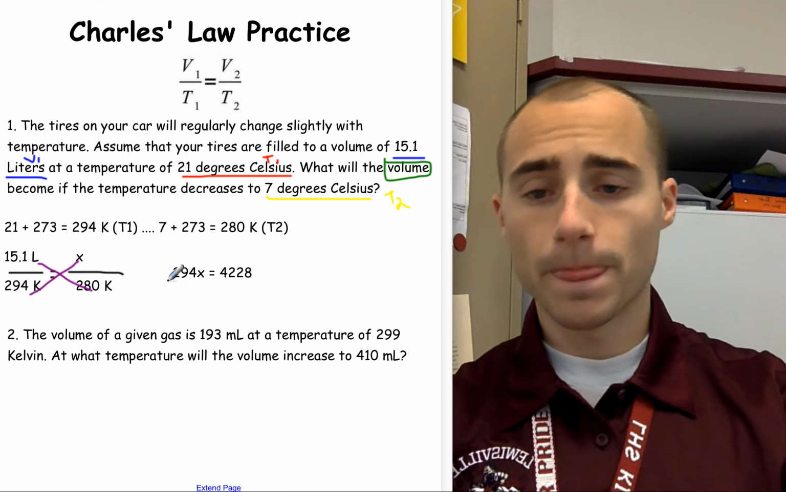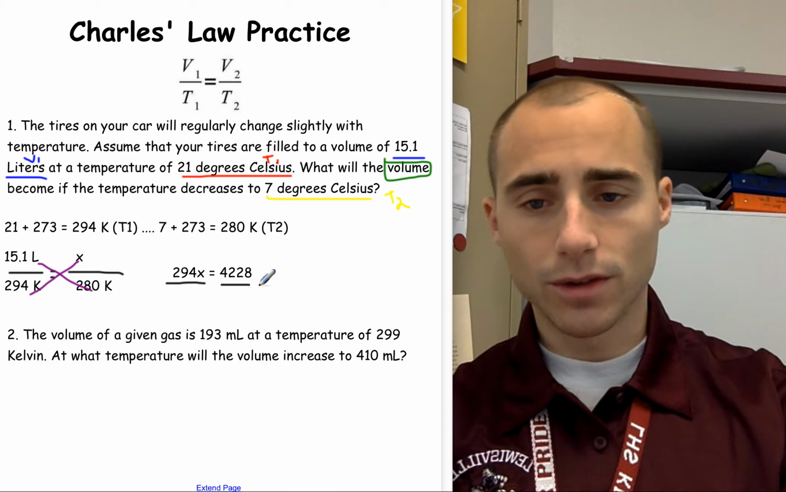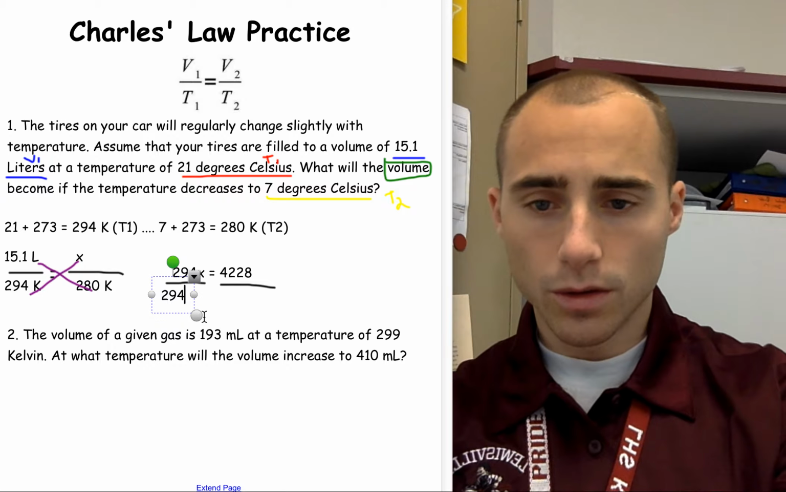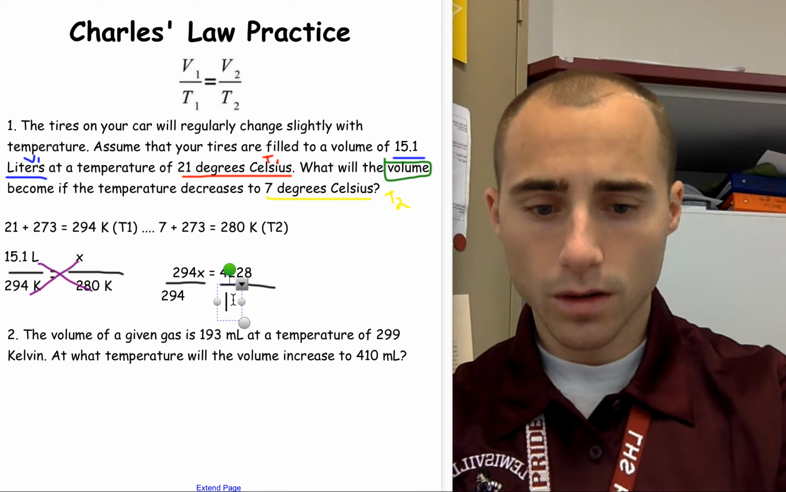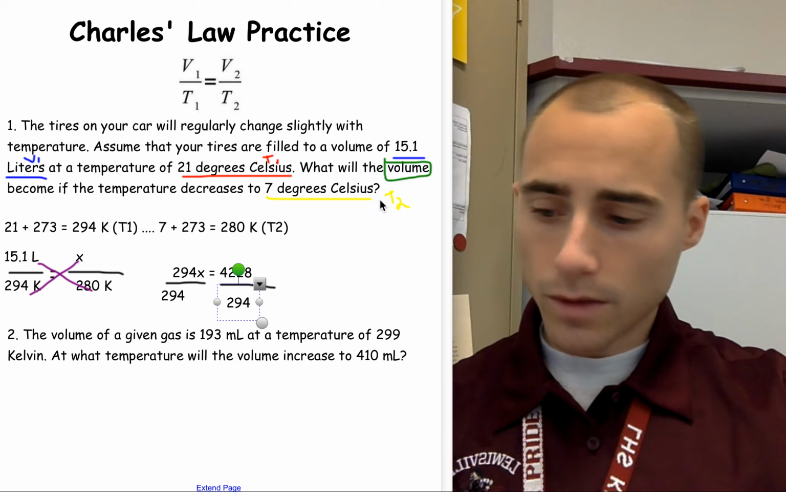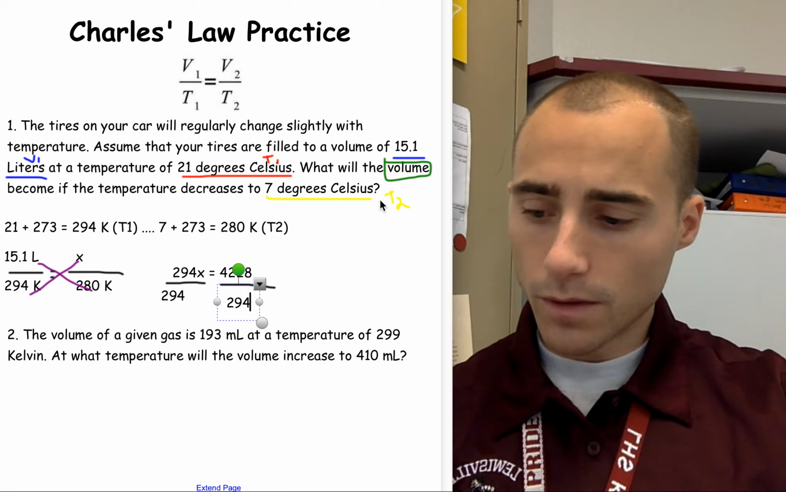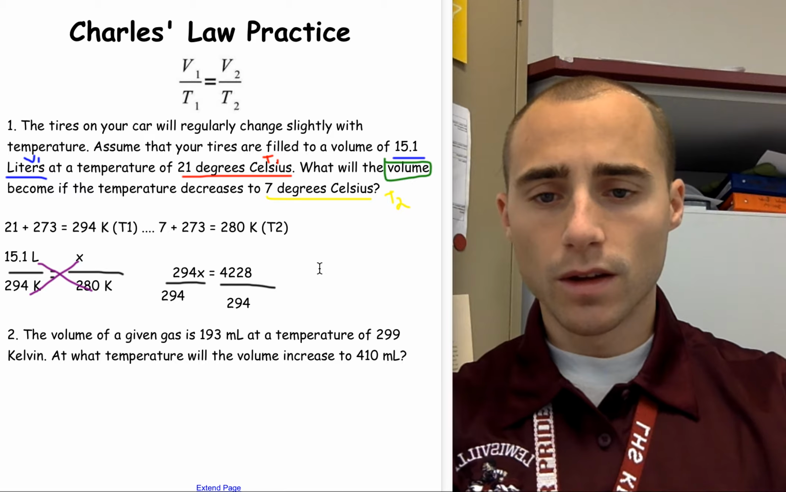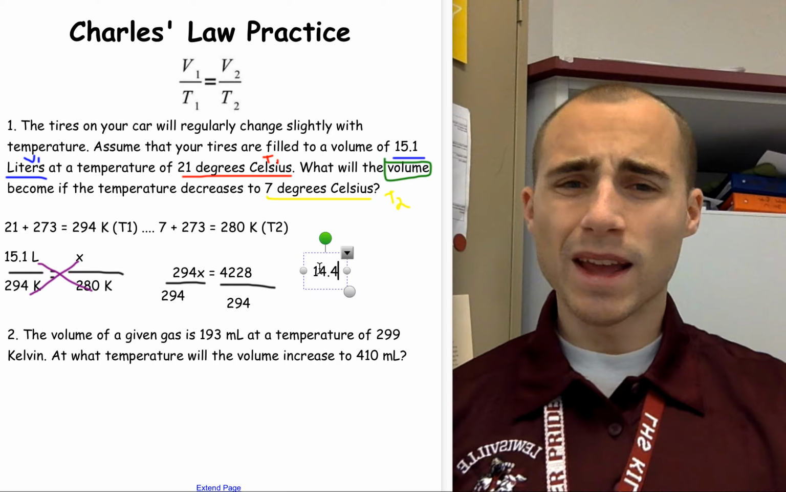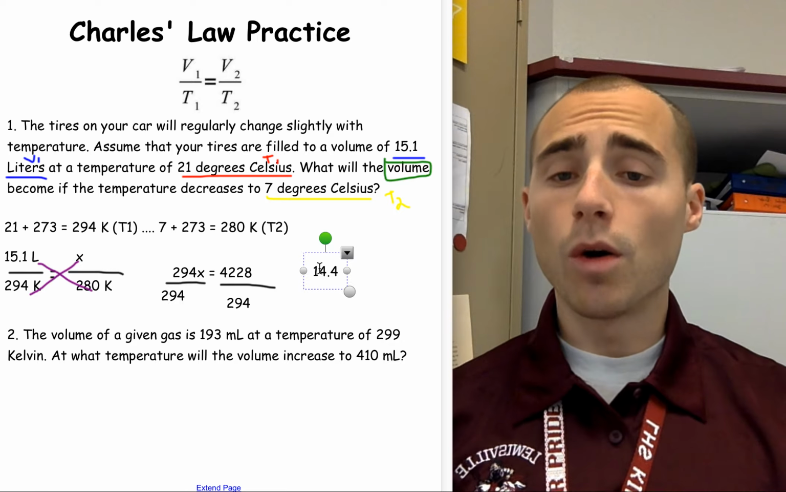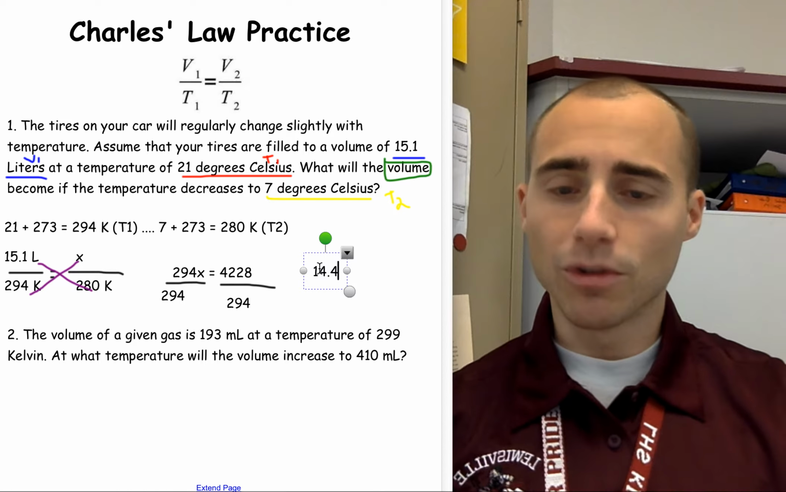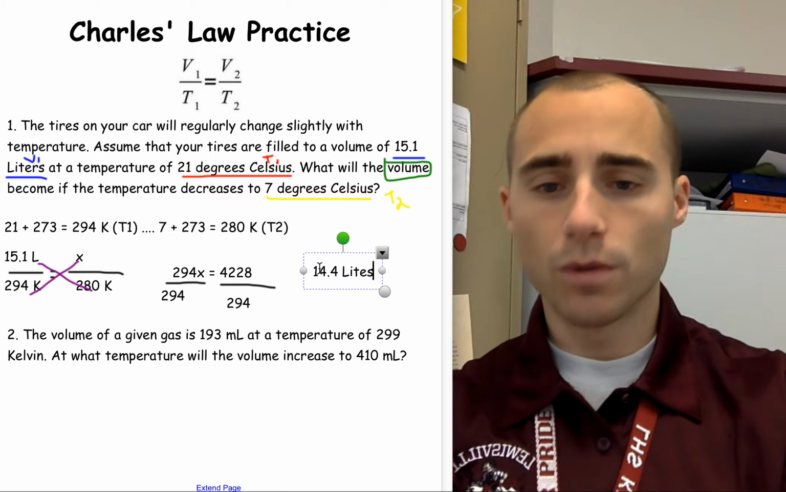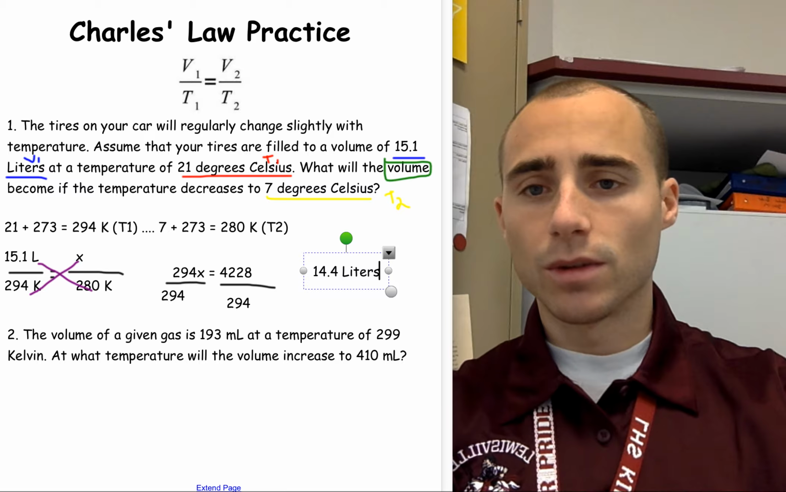And then we divide, of course, by 294. So 4,228 divided by 294. My answer is 14.4. I rounded that, of course. What are we doing? What will the volume become if the temperature decreases to 7 degrees? So that means it's going to be measured in liters. So 14.4 liters. Let's circle our answer here.